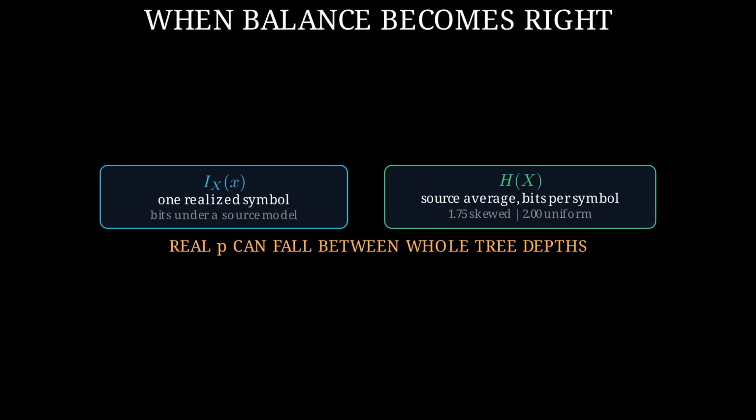Real probabilities do not always land on whole tree depths. Coding sequences is how we begin to share that rounding cost.